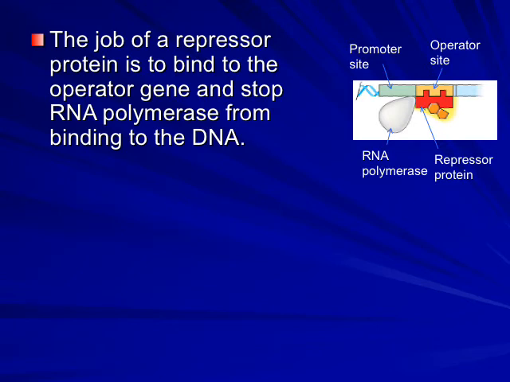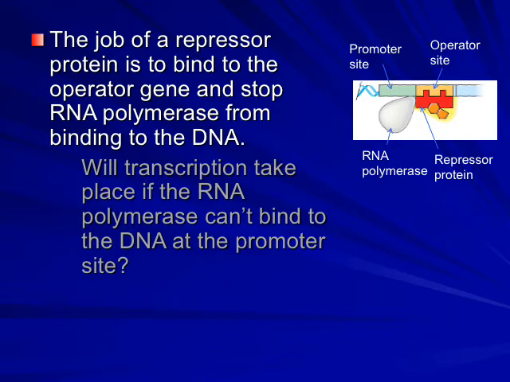So the job of a repressor protein is to bind to the operator and stop RNA polymerase from binding to the DNA. So there's the operator site. Remember, that's that golden piece of DNA that we talked about earlier. And if that red repressor binds there, then RNA polymerase is blocked from binding to the DNA.